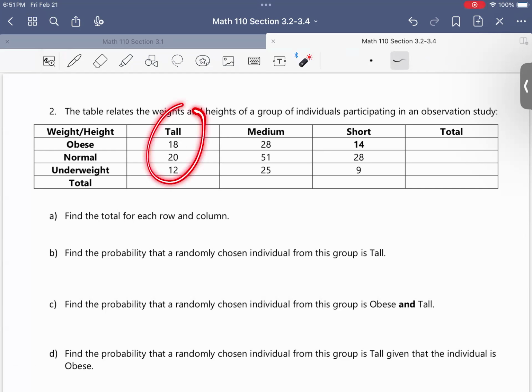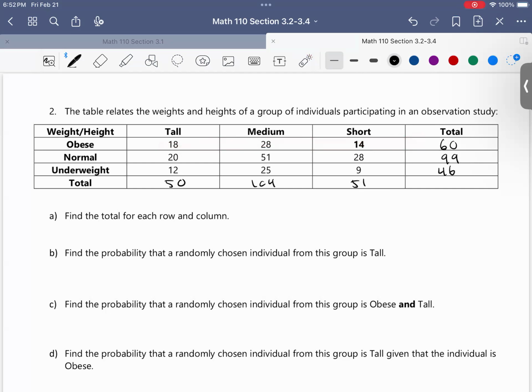So 18 plus 20 plus 12 is going to be 50. And in the second column, if we add up this total, it's going to be 104. Third column, if we add up our total, it should be 51. And if we add up our rows, it should be 60, 99, and 46. So when you check your total, this is going to be your entire total. You want to make sure you're getting the same number.